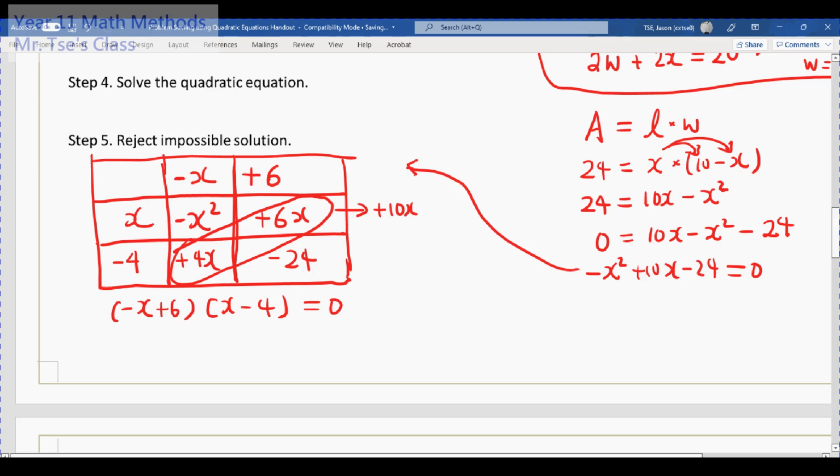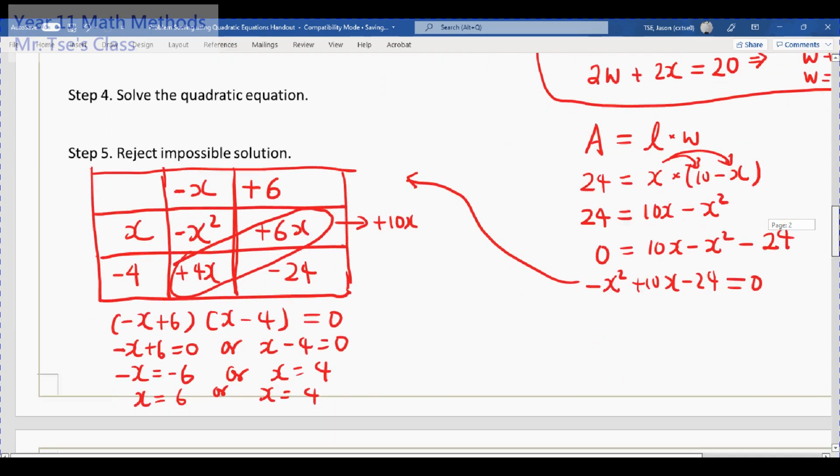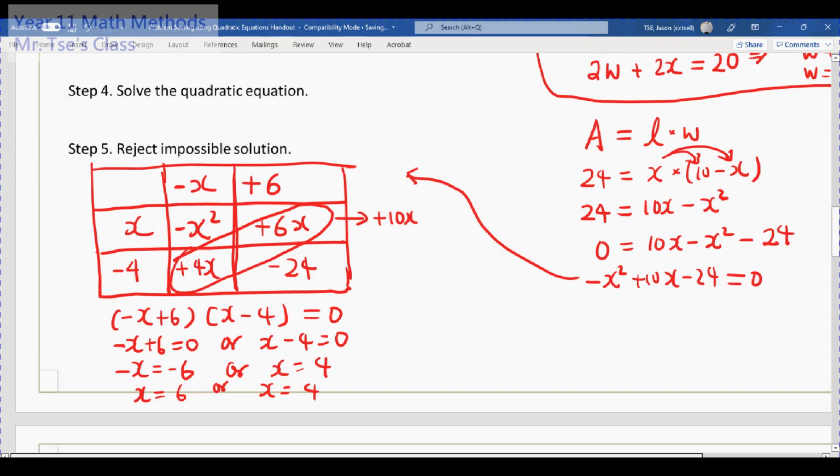Okay, so in that case, you will say minus x plus 6 equals 0, or x minus 4 equals 0. So for this one, minus x equals minus 6, x equals 6, and x equals 4. Okay, both are positive, and it seems like both are okay, right?